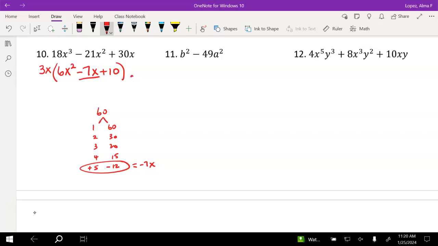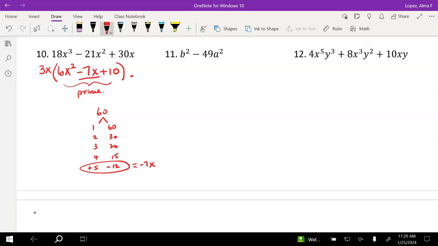Now, this part is prime, but we don't have to write that because this problem actually factored. We were able to take a greatest common factor out. This number 12 is very similar, so let's look at that next.